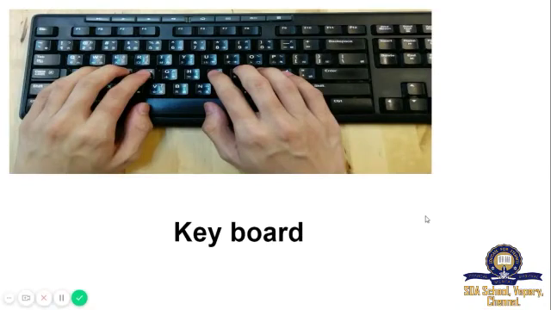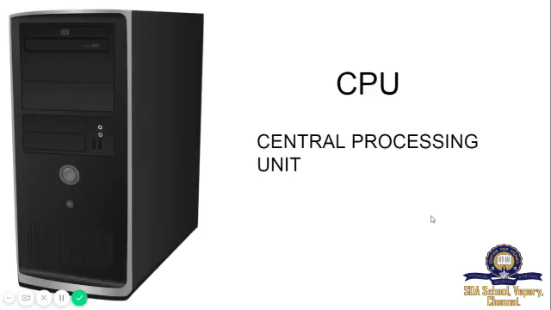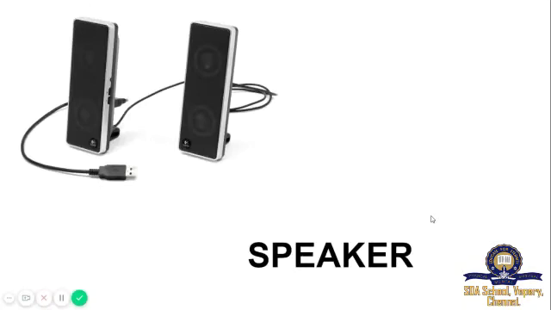Next, we saw components of computer. Components means parts of computer. Keyboard is a part of computer, which is an input device. Next, monitor. Monitor is an output device. Next, CPU is a processing unit, a processing device.